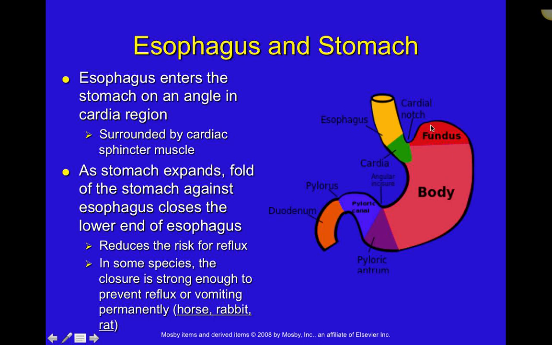As the stomach expands, we've got various components of the stomach. The stomach's composed of the fundus, the body, and the pylorus. Of all these components, the fundus, the cranial most aspect, is the portion that expands the most. As the stomach expands, the fold of the stomach, right about here, actually closes against the lower end of the esophagus, and that reduces the risk for reflux. In some species, this fold is strong enough and it does not budge until that stomach is empty. It's strong enough to prevent vomiting completely. An example of that would be the horse, rabbit, and rat. None of those animals can vomit.